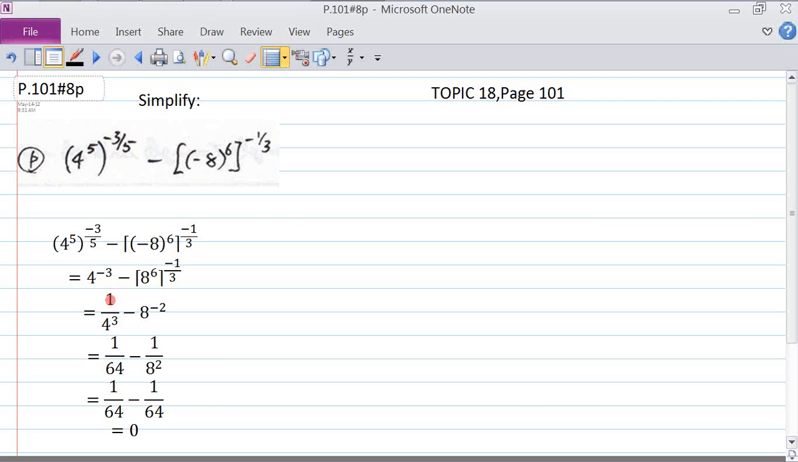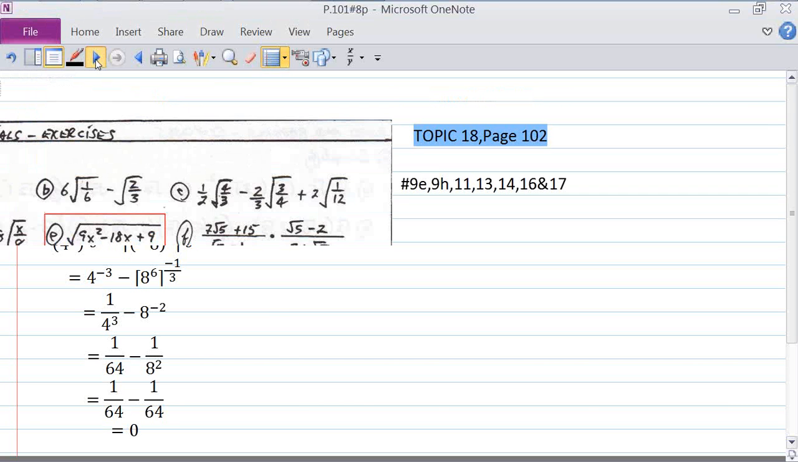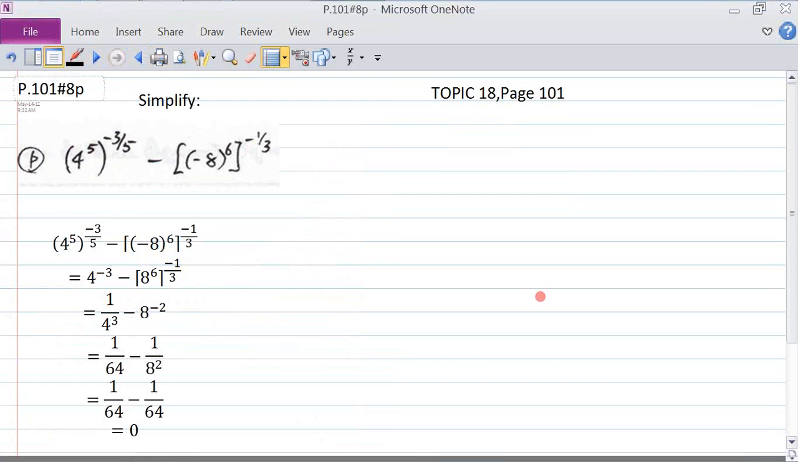Now, 4 to the minus 3 is 1 over 4 cubed. 6 divided by 3 is 2 with a minus sign here. It's minus 2. So this is 1 over 8 squared. So in changing this, I made it over this, and in changing this, I made it into this. Now I have 1 over 64. 1 over 8 squared is also 1 over 64, equals 0. And that completes page 101.